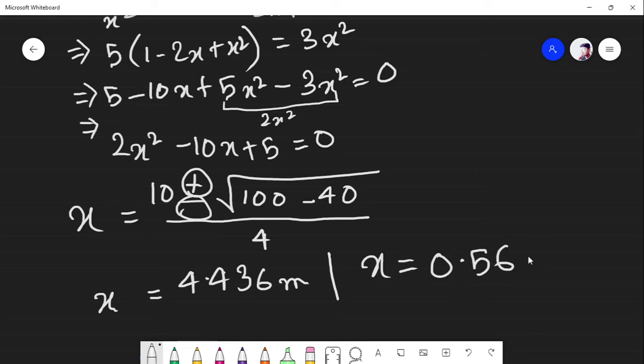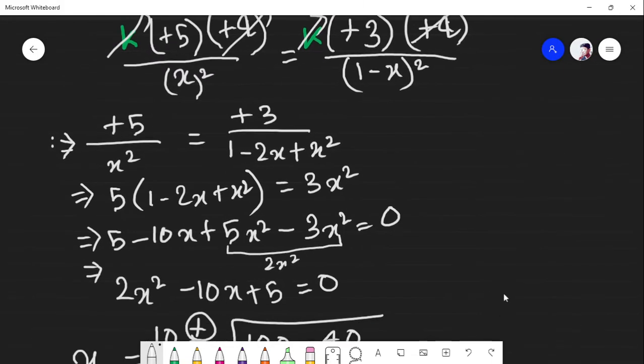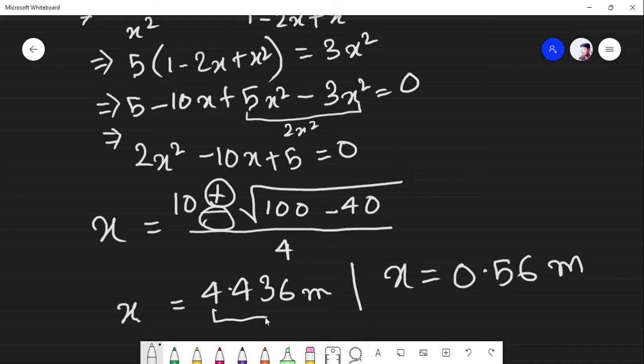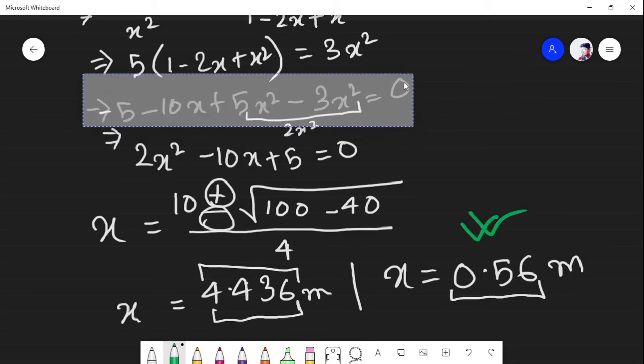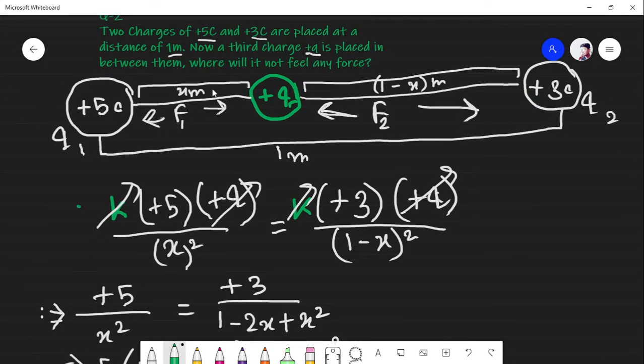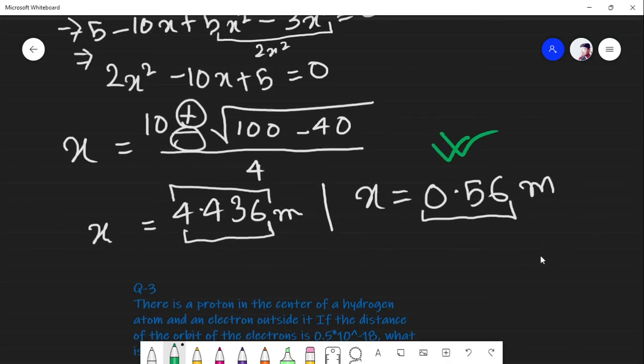And since the whole thing is just 1 meter apart, and it says that this is 4.436 meter, this cannot be true because it's not in the range, and the other says that it is 0.56 meter apart. So this should be the right answer. So the distance x will be equal to 0.56 meter, and this will be 1 minus 0.56 meter. Okay, let's just move to the next problem.